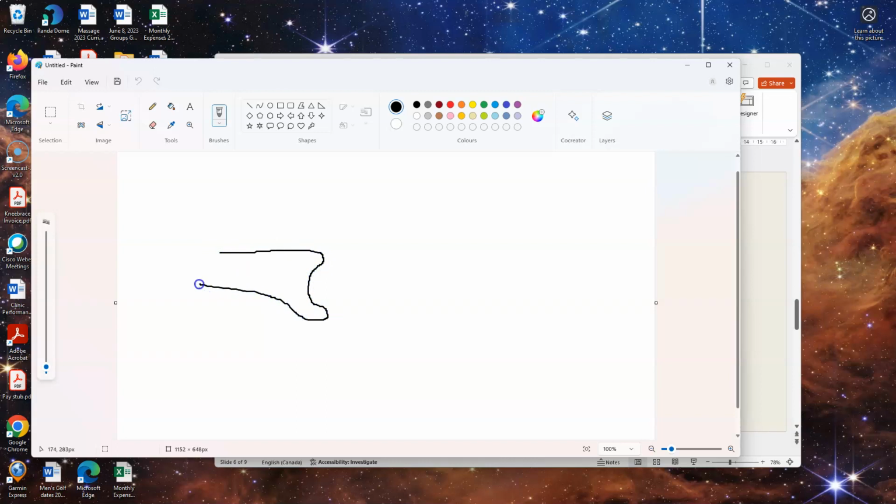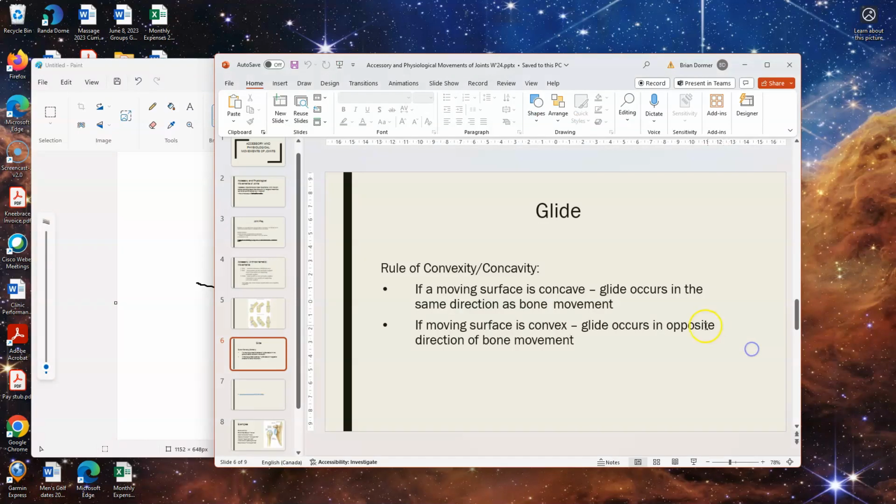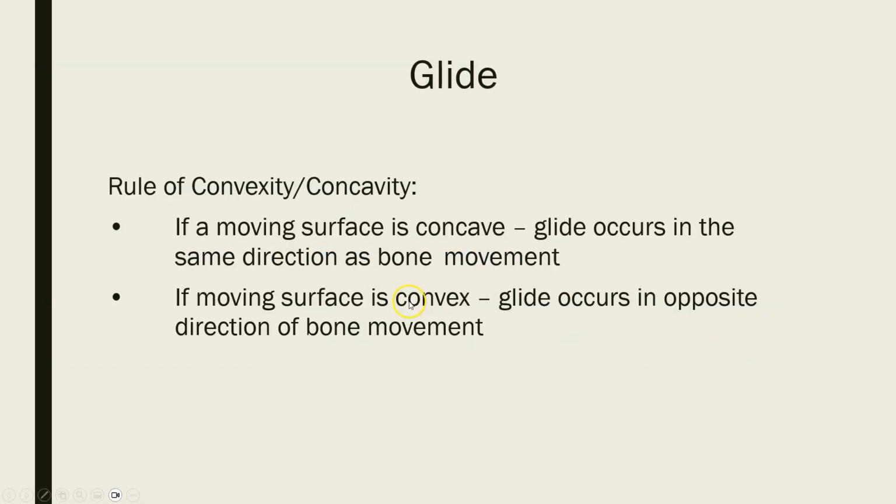We have one bone here that is concave, and we're going to have another bone here that is convex. Okay, so we can see here we have a concavity and we have a convexity between these two. So there is a rule when we look at differing bone movement. This is known as the rule of convexity and concavity. If a moving surface is concave, the glide occurs in the same direction as bone movement.